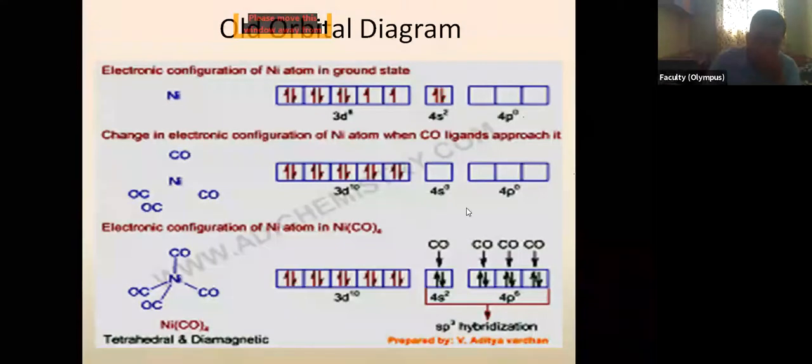This undergoes sp3 hybridization. Then the filled orbital of carbonyl ligands overlaps with these four empty sp3 hybrid orbitals. Now the hybridization is sp3, so the geometry must be tetrahedral. So the geometry of nickel tetracarbonyl is tetrahedral. Hybridization is sp3. All electrons are paired in 3d orbital. That's why it is diamagnetic.